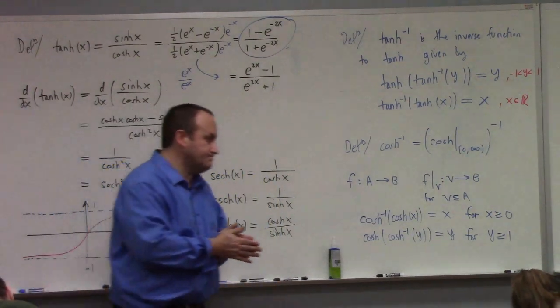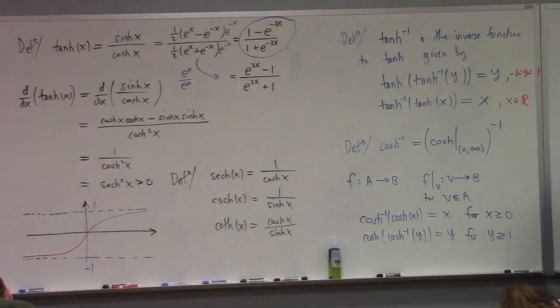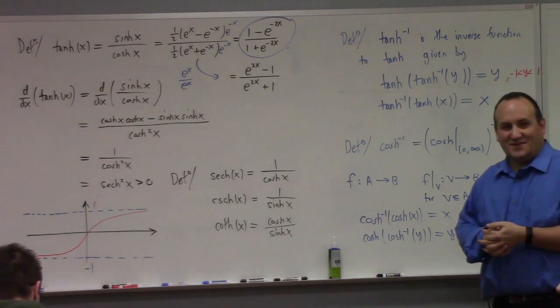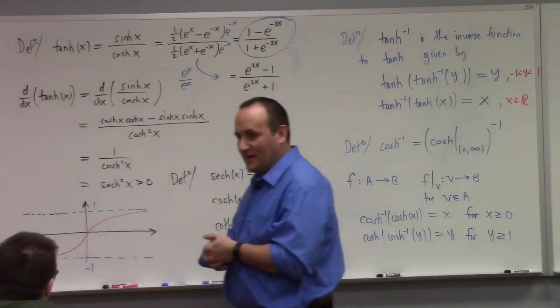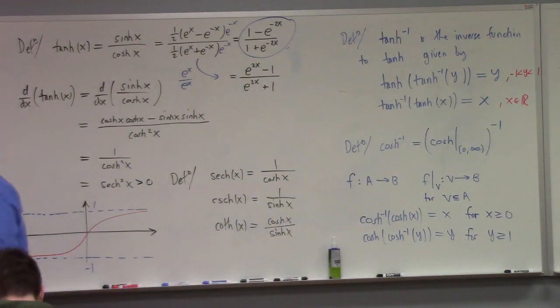So that's hyperbolic functions in a nutshell. Now, the gentleman in the second row probably still wants to know how on earth we differentiate these things, right? Like, what's the derivative of inverse hyperbolic cosine? What's the derivative of inverse hyperbolic tangent? How are we going to figure that out?